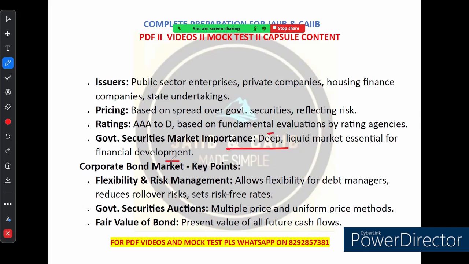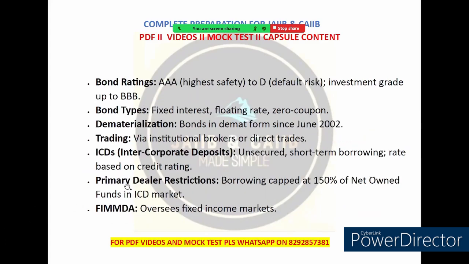Right. Now, there are different types of bonds available. The first is called a fixed interest bond, that pays a set fixed interest rate. The next is the floating rate bond, where the interest rate changes. And the last is called the zero coupon bond. The zero coupon bonds don't pay interest, but they are sold at a discount. Bonds have been in demat form since 2002. That is called dematerialization, which means they are electronically stored instead of physical paper.